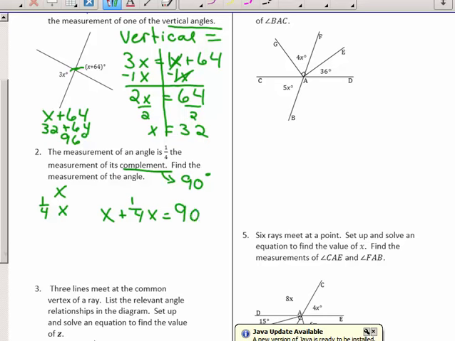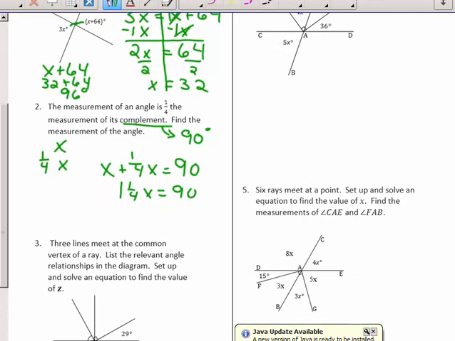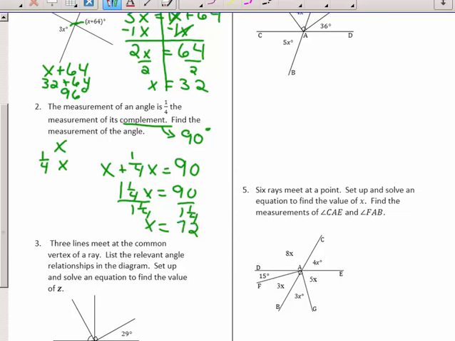Okay, well, that means this is really 1 1/4 x equals 90. You can turn this into an improper fraction, or you can just divide by 1 1/4 because we do have access to our calculators to help us out. So x is 72, right? 90 divided by 1 1/4 is 72.